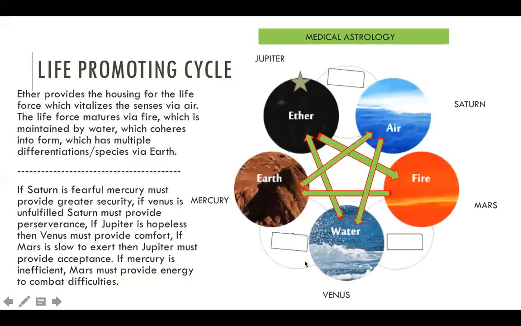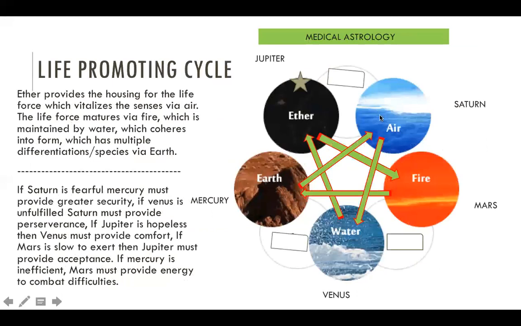And it's kind of hard to understand, but it actually isn't if you meditate on it. Sometimes these words don't really work. In medical astrology, there's something called a life promoting cycle. Ether provides. So this is kind of what we were talking about in the generative cycle, right? Ether, air, fire, water, earth.